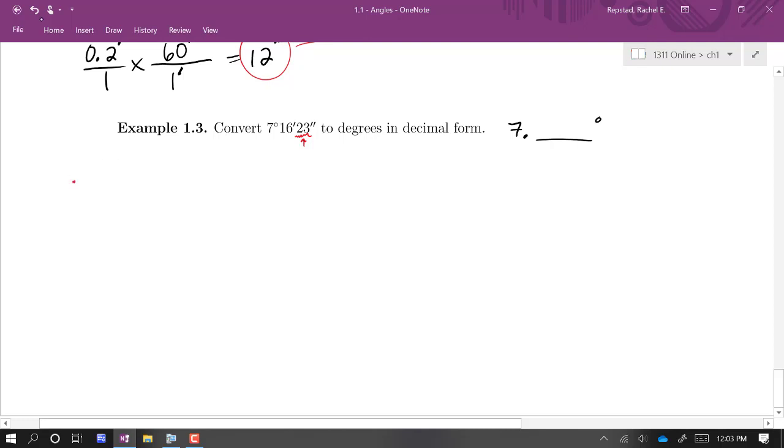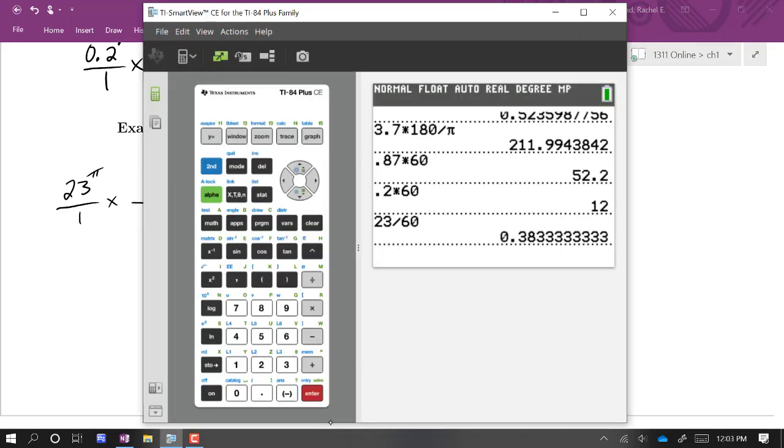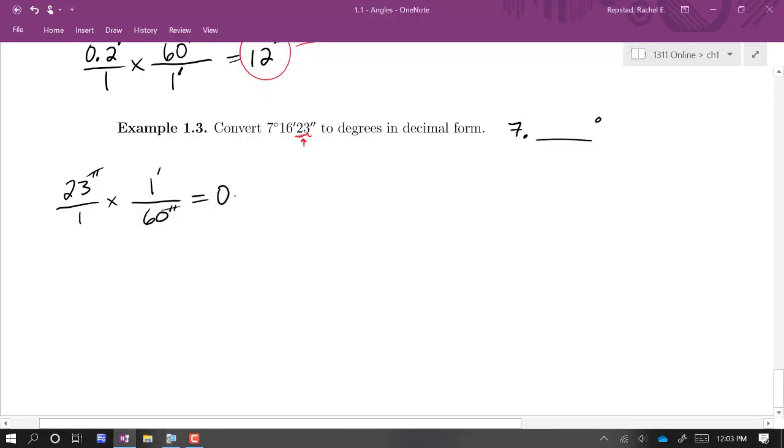So 23 seconds. I'm going to convert that to minutes. 60 seconds. This time the seconds go on the bottom, to 1 minute. The seconds cancel. I'm left with minutes. 23 divided by 60 is 0.3833. Obviously the 3's go on forever, but I'm going to cut it off. I think 4 decimal places ought to be enough. 0.3833 minutes. So that's how many minutes I have in 23 seconds.